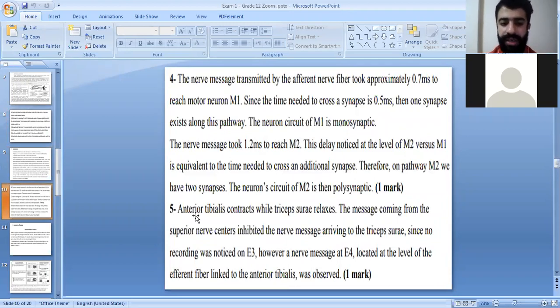What do you call these two muscles? Anterior tibialis and triceps surae. They are called antagonistic because they have opposite actions: when the one is contracted, the other relaxes. So the message coming from the superior nerve center inhibited the message arriving to the triceps surae. It stopped the message from reaching the triceps surae since we have no recording at E3. However, at the level of E4, located at the anterior tibialis, the message reached, so we have a contraction. So this explains that the anterior tibialis will contract and the triceps surae will relax. When one of them contracts, the other relaxes, and the opposite is true.